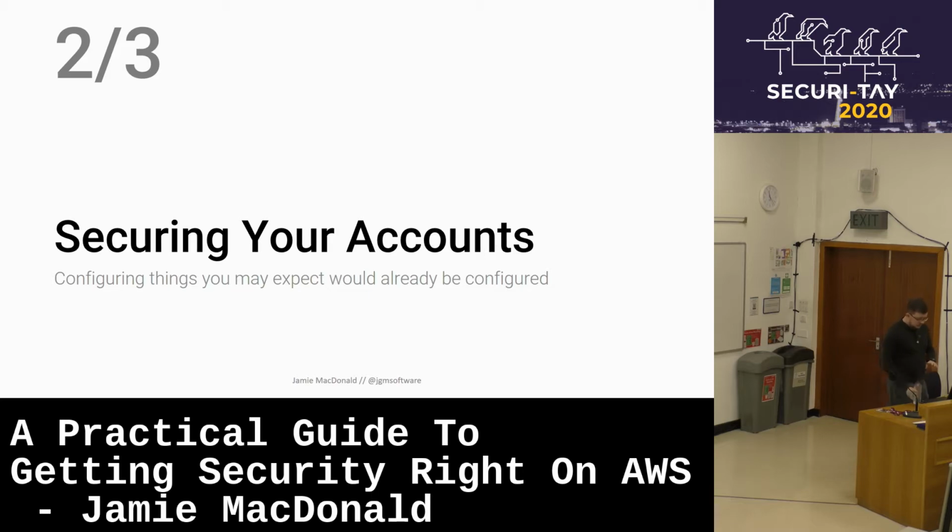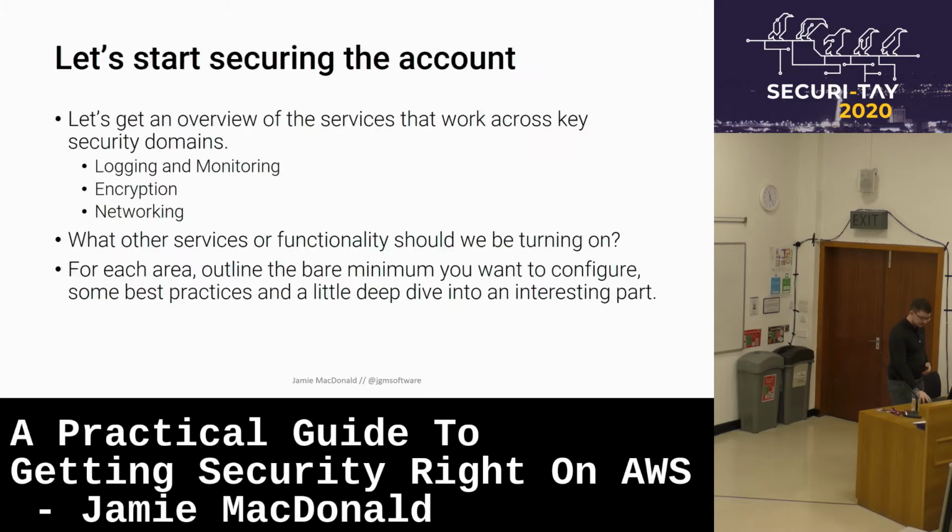So now that we've gone over the idea of having multiple accounts, we want to talk about how you will actually secure those accounts, and the things that you need to do to set them up. I'm going to go over some of the tools and services that you can use across key security domains within AWS. The main ones: logging and monitoring, encryption, and a little bit of networking. Touch on what features are worth turning on, what services are worth using, the best practices for some of them, and then a couple of deep-ish dives into some interesting parts of the tech to see how it actually works.